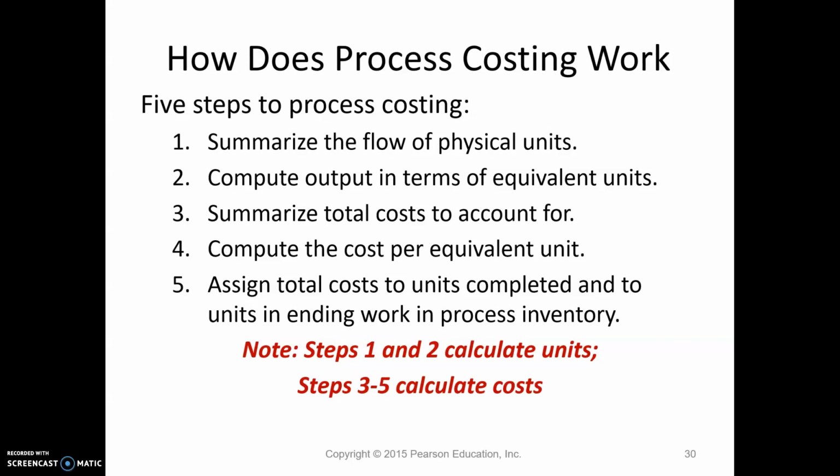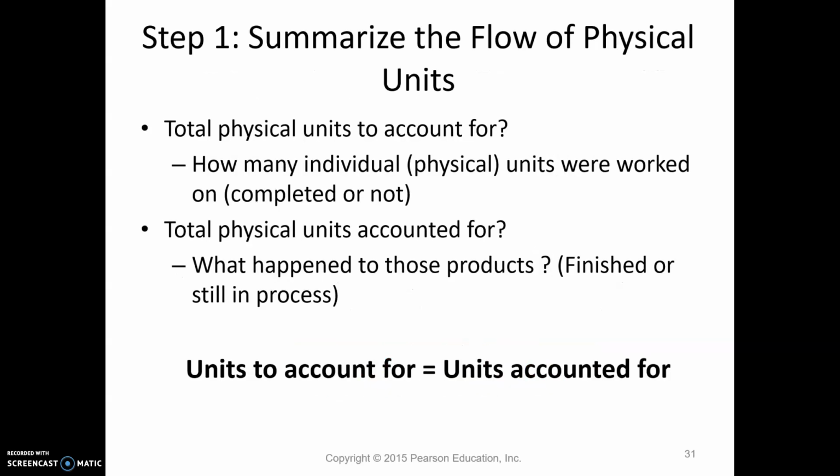All right, so now we're going to talk about the 5 steps to process costing. So the first step is to summarize the flow of physical units. So we need to figure out how many units we need to account for? How many units went into the system? And then we figure out how many units we can account for at the end. So what happened to those units, right?